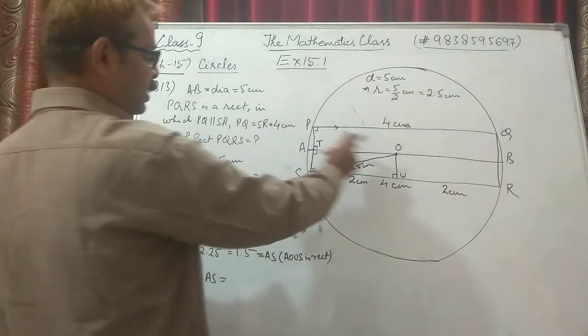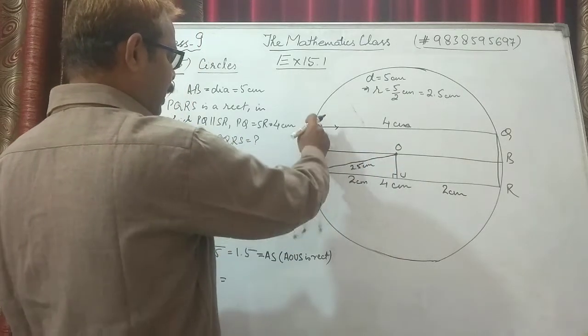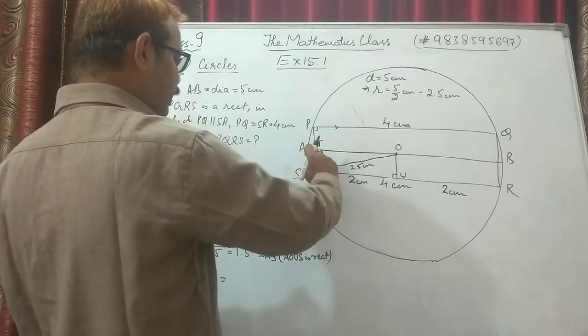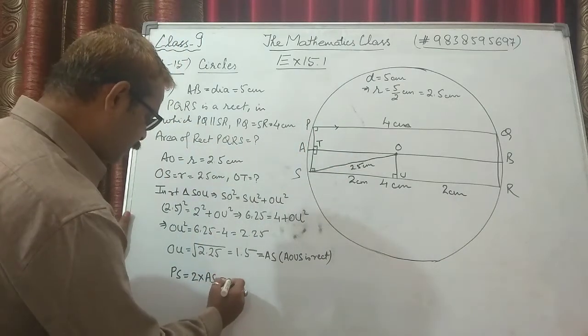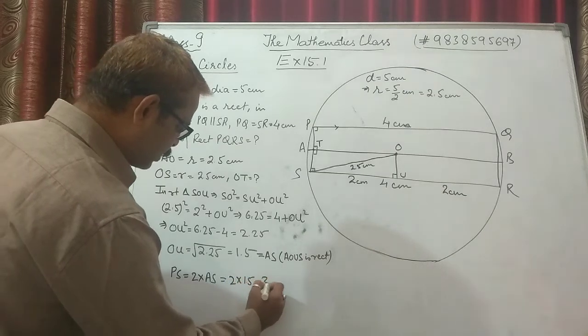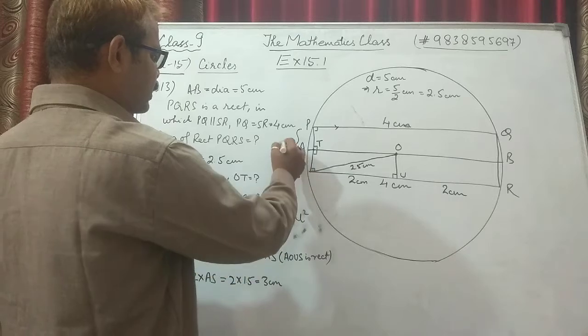Why? Because you can see this line from the center is bisecting the chord, and the chord is PS. So PS will be double of OS or double of PA. So AS is how much? 1.5. 2 times 1.5, that is 3 centimeters. So this total we got as 3 centimeters.